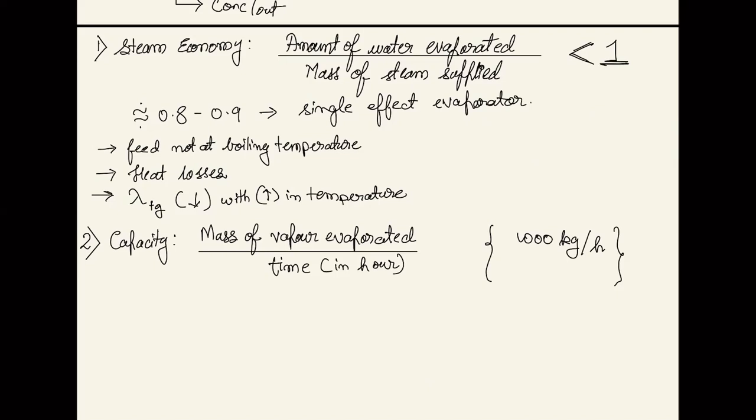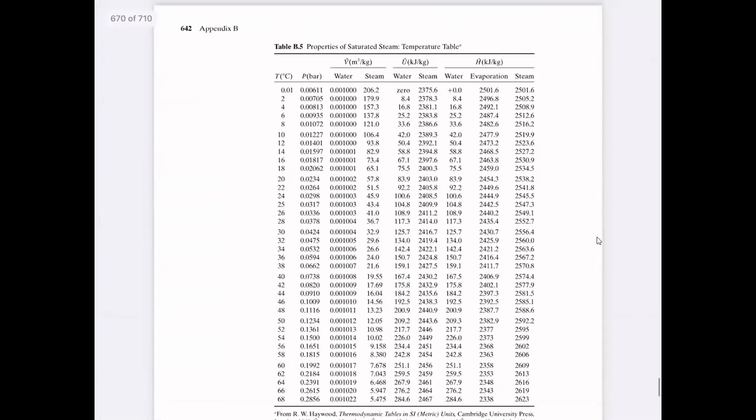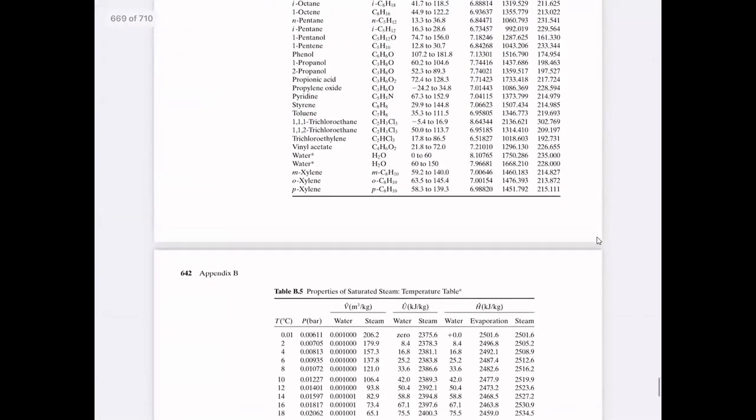Let me just quickly plug in the numbers over here. So alright, is the screen visible, guys? Just a moment, let me just pull up the chart. Alright, so I have pulled up a steam table from a standard textbook.